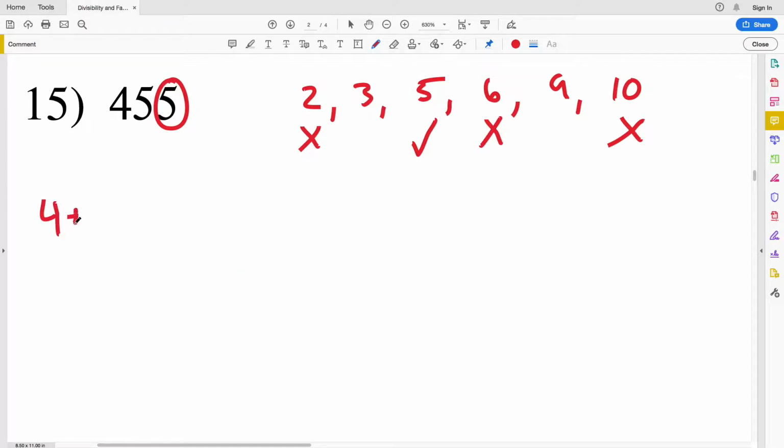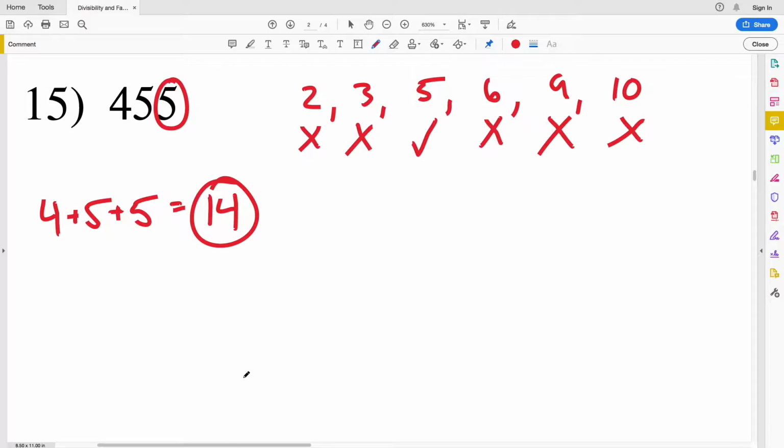So let's see if 4 plus 5 plus 5 are divisible by 3 or 9. 4 plus 5 is 9, and 9 plus 5 is 14. Now, we can check to see if it's divisible by 3 and 9, but think about this. 3 goes into 9 evenly. So if a number is divisible by 9, it's also divisible by 3. With that being said, if it's not divisible by 9, it's also not divisible by 3. So since 14 is not divisible by 9, it's also not divisible by 3. Therefore, in number 15, the only number that it's divisible by is 5 for the numbers that we're looking at.